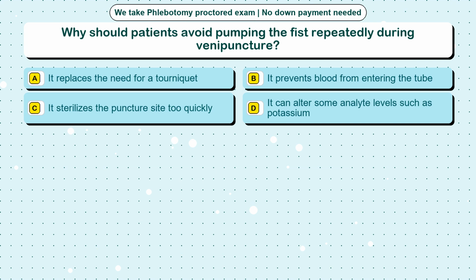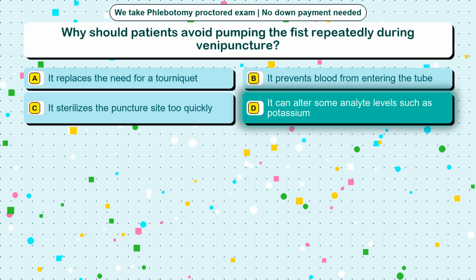Question 68. Why should patients avoid pumping the fist repeatedly during venipuncture? Option A, it replaces the need for a tourniquet. Option B, it prevents blood from entering the tube. Option C, it sterilizes the puncture site too quickly. Option D, it can alter some analyte levels such as potassium.